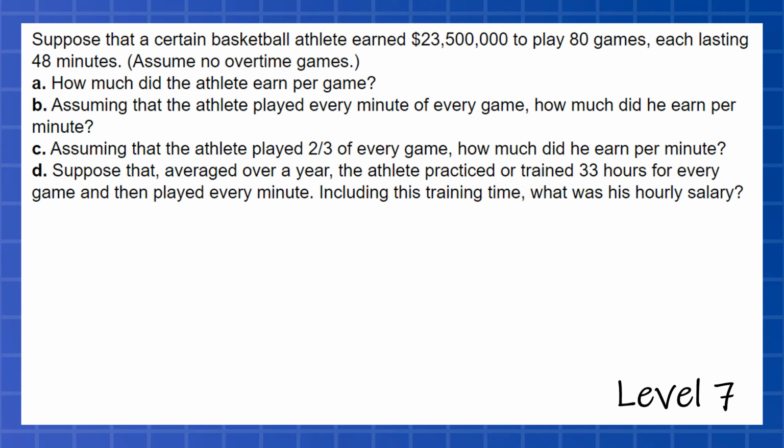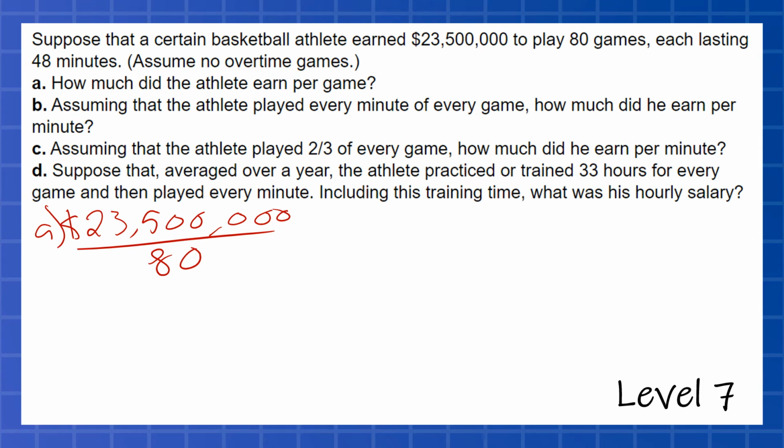Suppose that in a certain basketball season, the athlete earned $23,500,000 to play 80 games, and they only take 48 minutes to play a basketball game, assuming they don't go to overtime. How much did the athlete earn per game? So first, we'd say, well, this is easy math. We just say they took the 23,500,000 and divided by 80, because that's how much money they made per game.